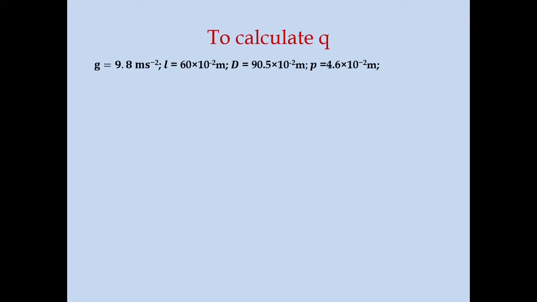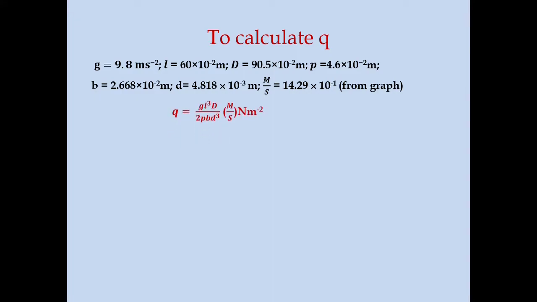So now let us calculate the Young's modulus using the graphical method. These are the experimental readings we have already taken. We know g is equal to 9.8 meter per second square. The length L is 60 into 10 power minus 2 meters, and d is 90.5 into 10 power minus 2 meters. P is 4.6 into 10 power minus 2 meter. B is 2.668 into 10 power minus 2 meter. D is 4.818 into 10 power minus 3 meter. M by S is 14.29 into 10 power minus 1 from the graph.